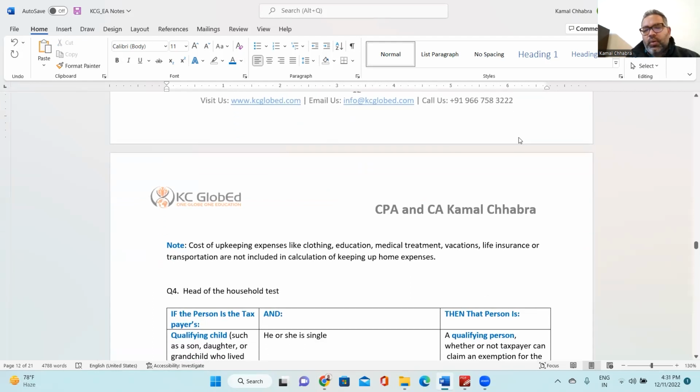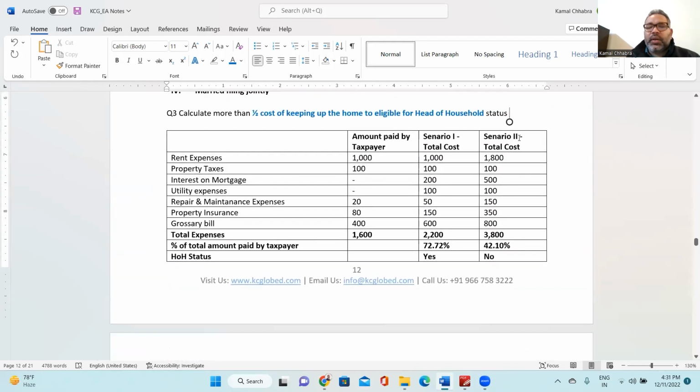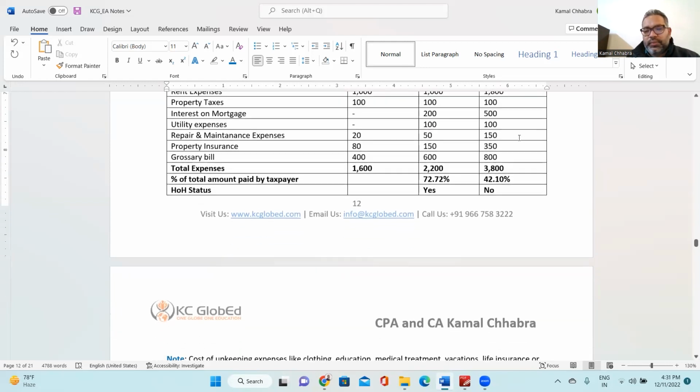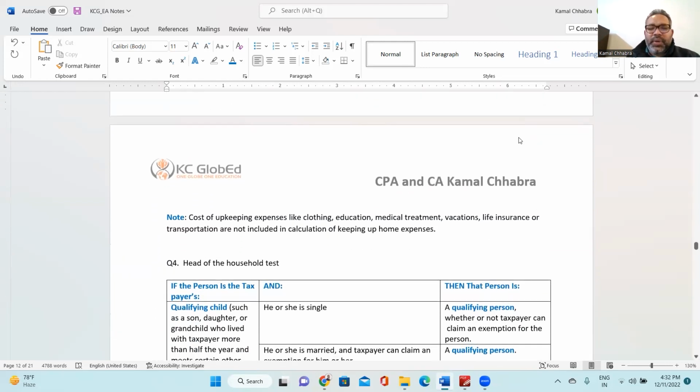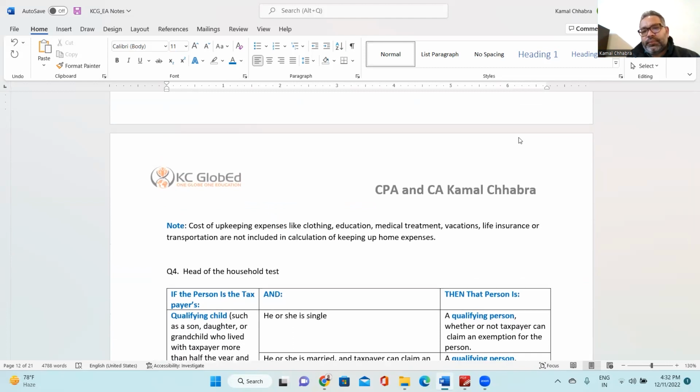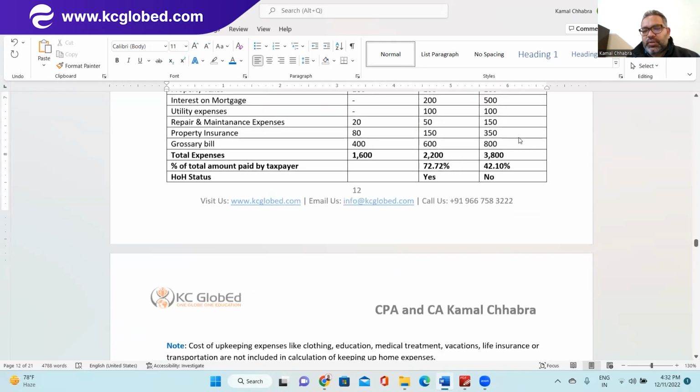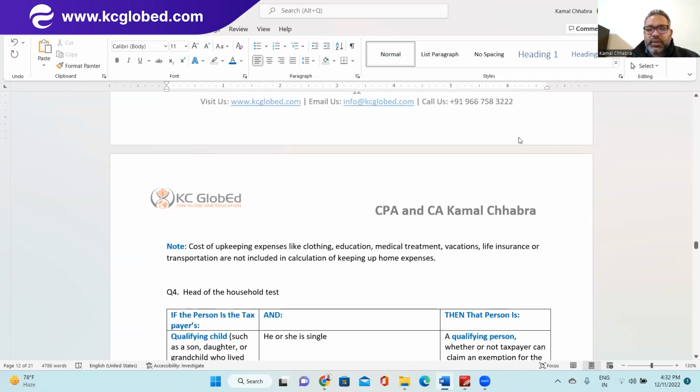Okay. So what we have discussed is what all is to be included in the cost of keeping the house. But it is more important for us also to know what should not be included, right? Any cost of upkeeping expenses are not part of the household expenditure. What are the upkeeping expenses? Like your clothing, your education, your medical treatment, your vacations, your life insurance, your transportation, your car, right, are not included in the calculation of the cost of keeping the home.